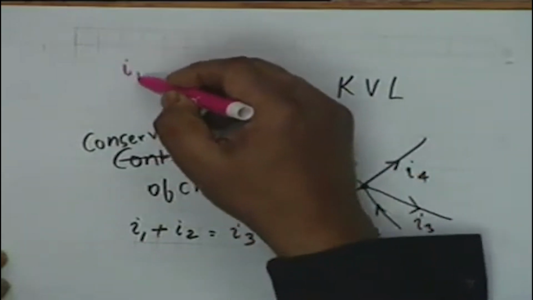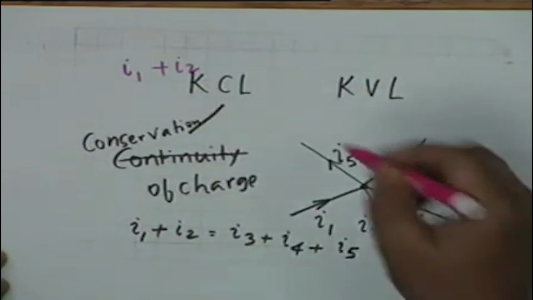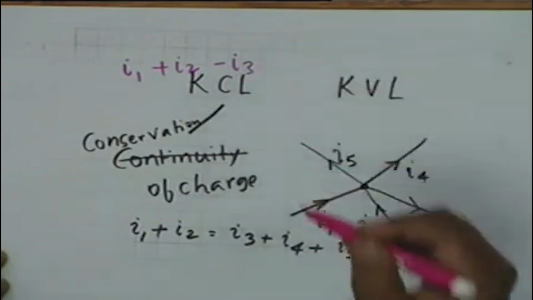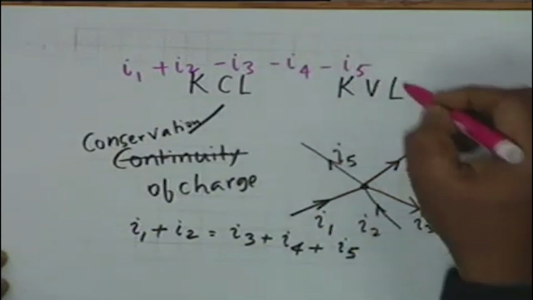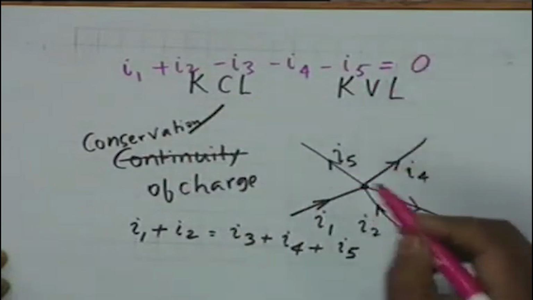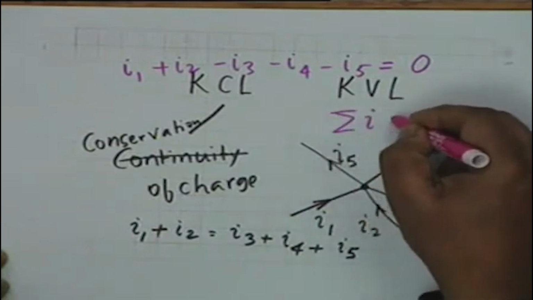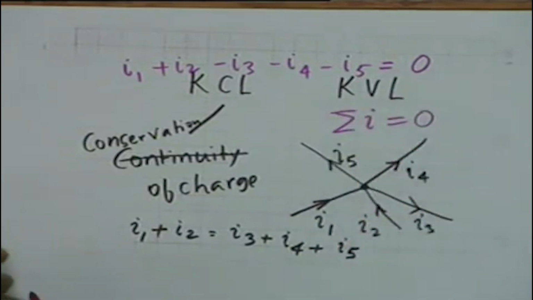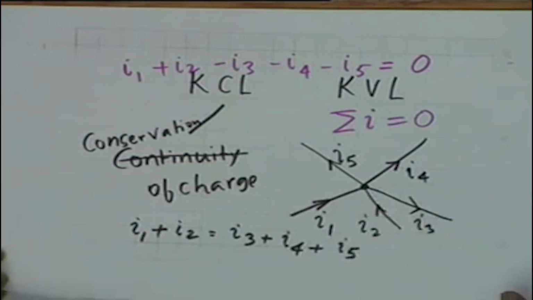So this relation that I wrote here could also be written like this: I1 plus I2, both are positive, I3 leaves, and therefore I3 is to be with a negative sign, similarly I4, similarly I5, and this gives you the algebraic sum, and therefore this is equal to 0. Symbolically, sometimes we shall simply write sigma I equal to 0, sigma I meaning the algebraic sum of the currents at a particular node, and this is an expression of KCL.